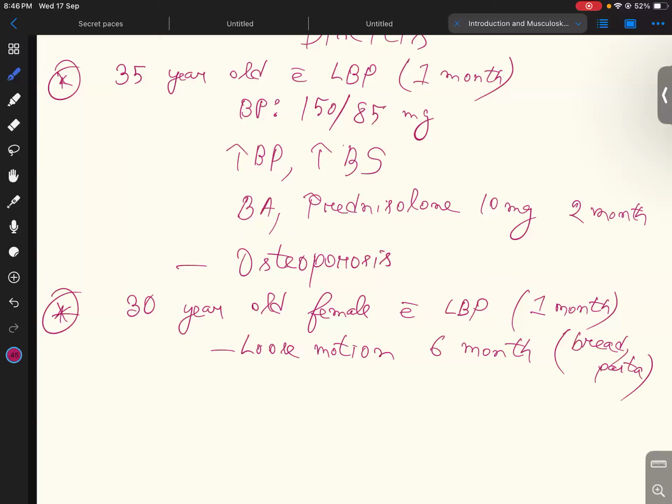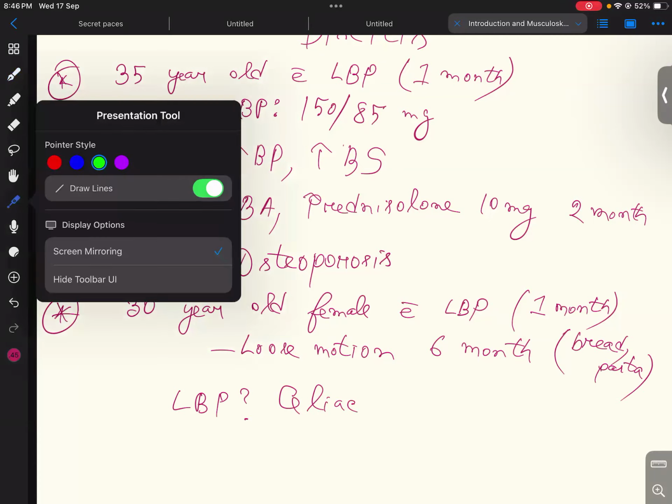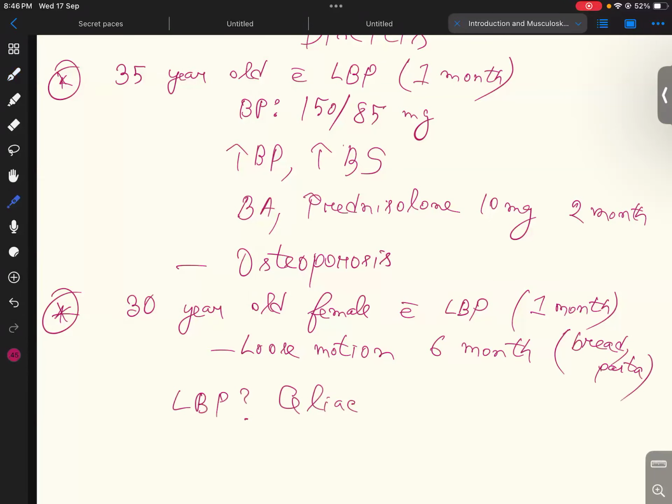So what is the cause of low back pain in this patient? Intermittent arthritis. Celiac disease. Wonderful. Yeah, it will be celiac disease, because I have told that this loose motion is related to bread and pasta. Remember, this is celiac disease.